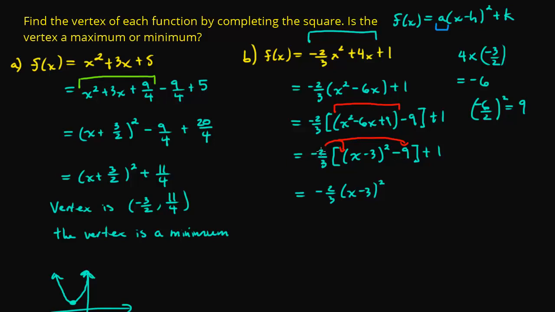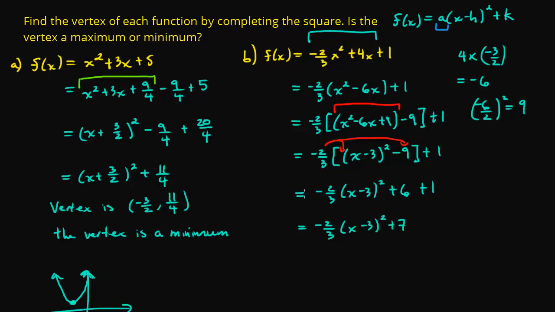So I've got negative 2 times 3, and I get positive 6 because I'm multiplying a negative and a negative, which gives me a positive. So I've got positive 6 plus 1. Combining the two constants, I get negative 2 over 3 times x minus 3 squared plus 7.